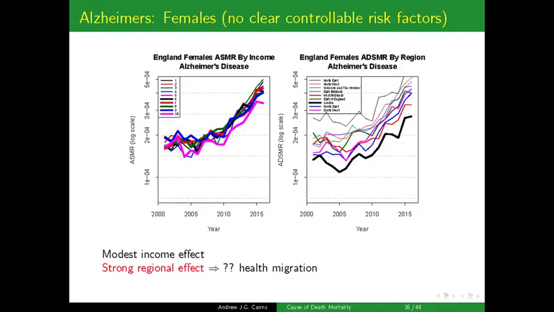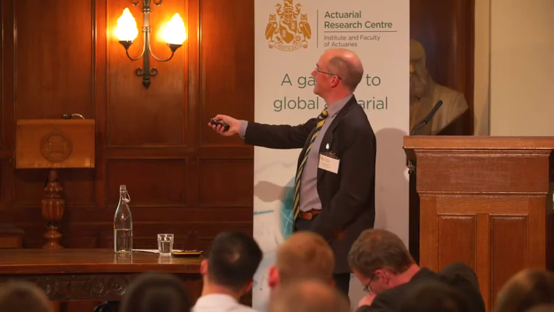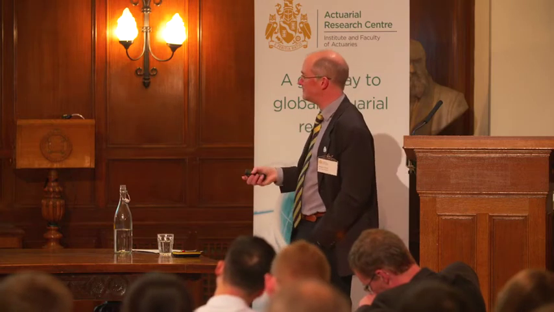Here's Alzheimer's disease. It's a favorite topic of conversation amongst actuaries in terms of where things are getting worse. In this case, it's similar in the sense that by income deprivation, there are not big differences, except maybe for decile 10, the sort of pink line. I'll comment on the increase in the next slide. But you see very big differences at the regional level. I mean, this is much bigger than the last slide.